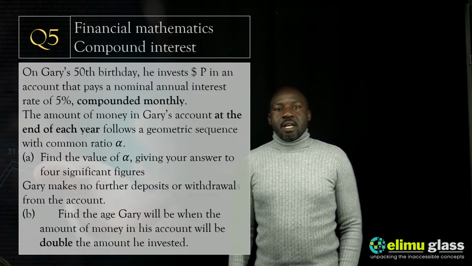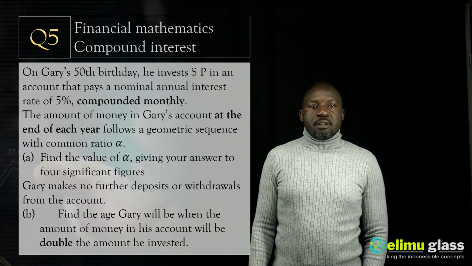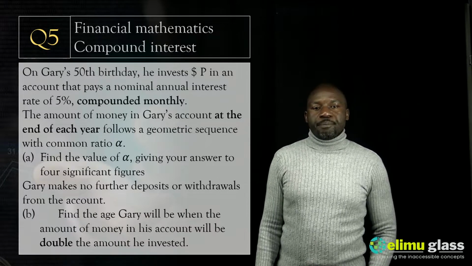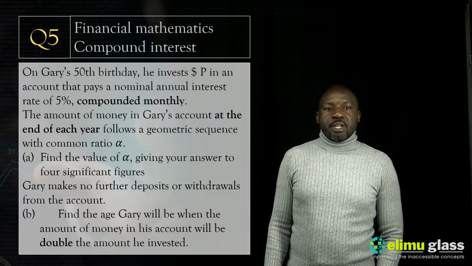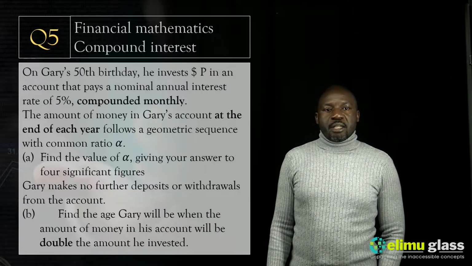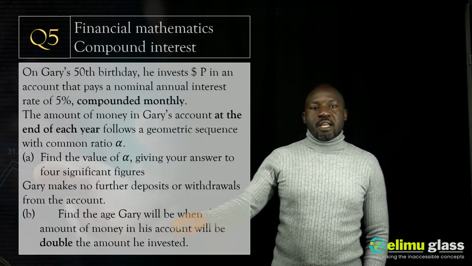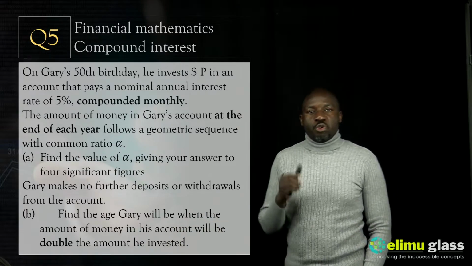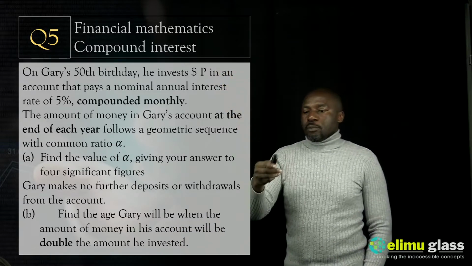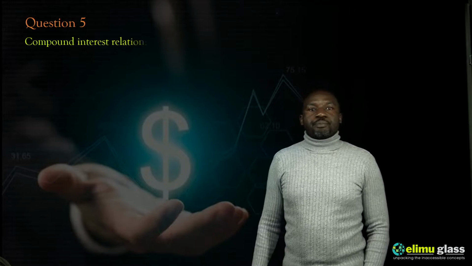Part B: Gary makes no further deposits or withdrawals from this account. Find the age Gary will be when the amount of money in his account will be double the amount he invested. So we are saying here the amount is going to be 2P because he invested P. All right, so let's start with the first one.